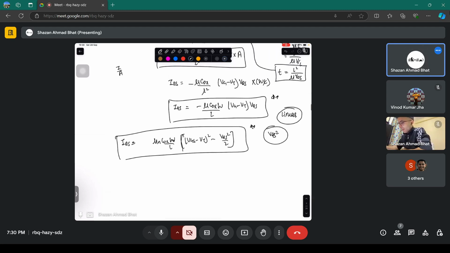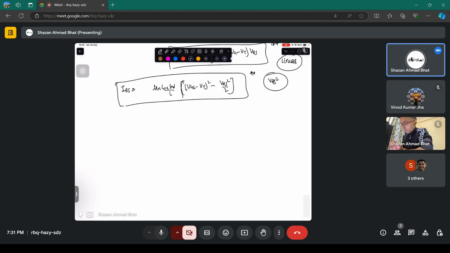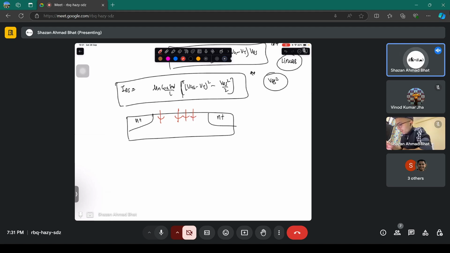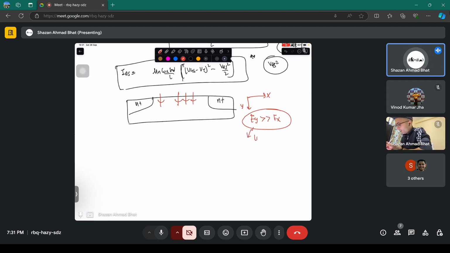Now one important concept I want to mention here is something called the gradual channel approximation. Gradual channel means you neglect the change in the electric field in the channel, and you consider most of the electric field is in this direction. Let's say this is the y direction, this is the x direction, you consider Ey to be much, much greater than Ex. But this is only applicable if you have a long channel.